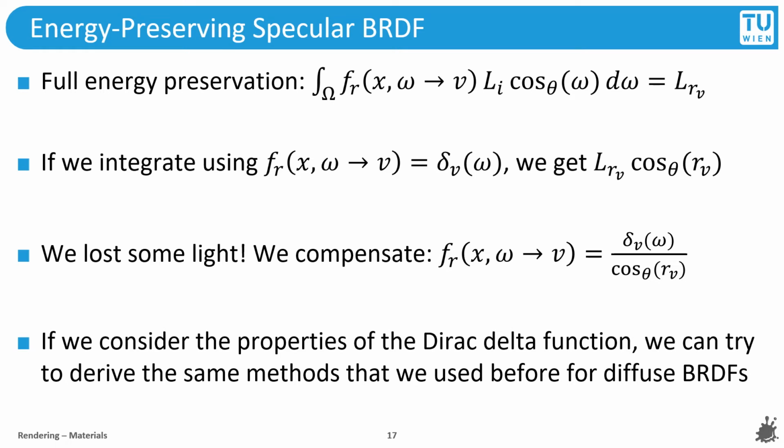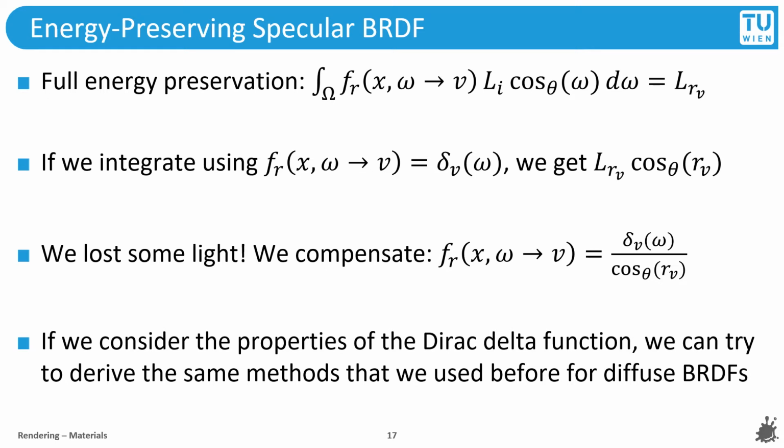Let's see if that works with the BRDF candidate that we just found, the delta function. We know that the integral of our delta function, as per its mathematical definition, over the entire hemisphere must be 1. We also know that it will be 0 everywhere except at RV, so the result of the integral must be the light from RV times the cosine of theta at RV. But this means that we lost some light due to the cosine term.